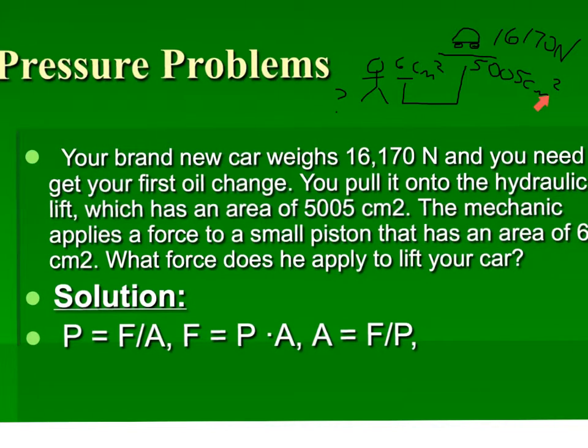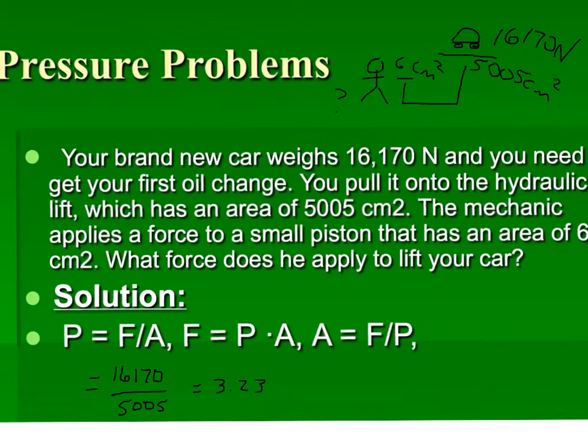The first thing we want to do here is find this pressure. So we're going to take pressure equals force divided by area, and we're going to have a force of 16,170 divided by an area of 5,005. When we've done that, we would get a pressure of 3.23 pascals.